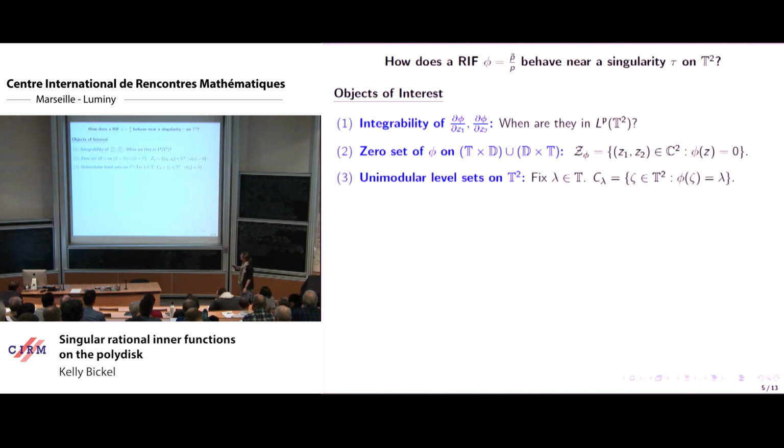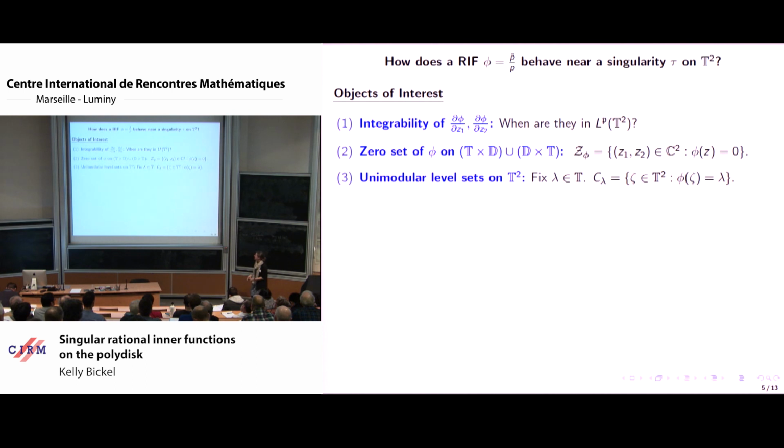And in investigating this integrability question, we ended up looking at two pieces of information that were associated to the rational inner function. It turned out that the zero set ended up being particularly important, which of course makes sense because singularities have to occur at common zeros of the numerator and denominator. And so if we have a singularity, the zero set of our rational inner function is going to have to go through that singularity. And it turns out that these zero sets go through the singularities in fairly structured ways.